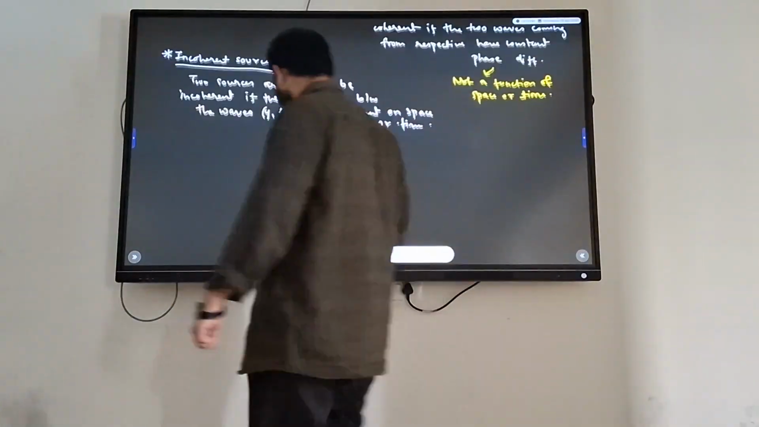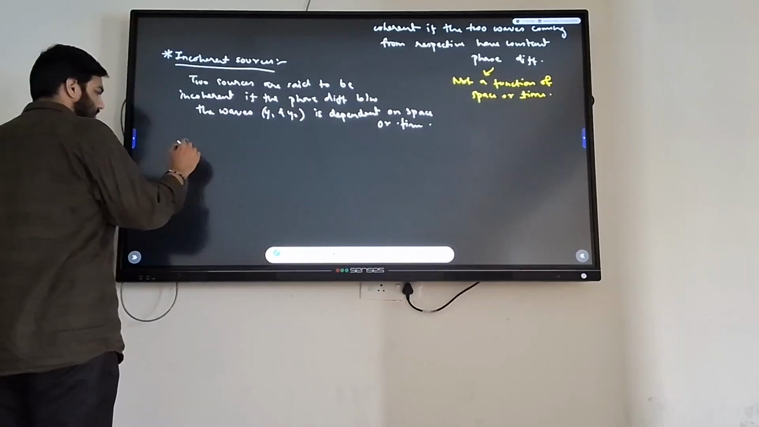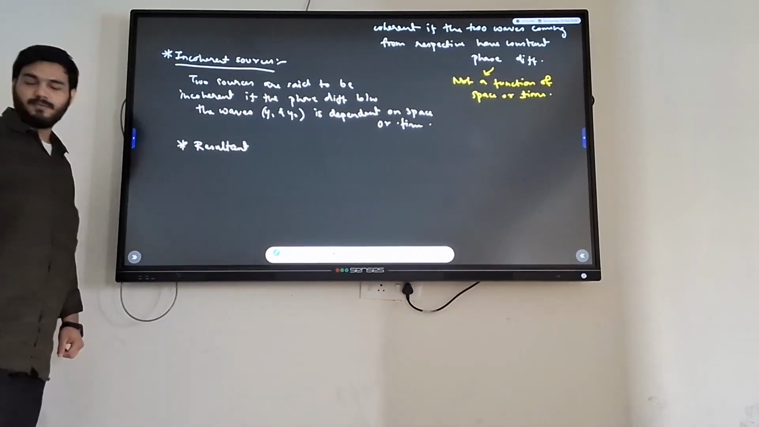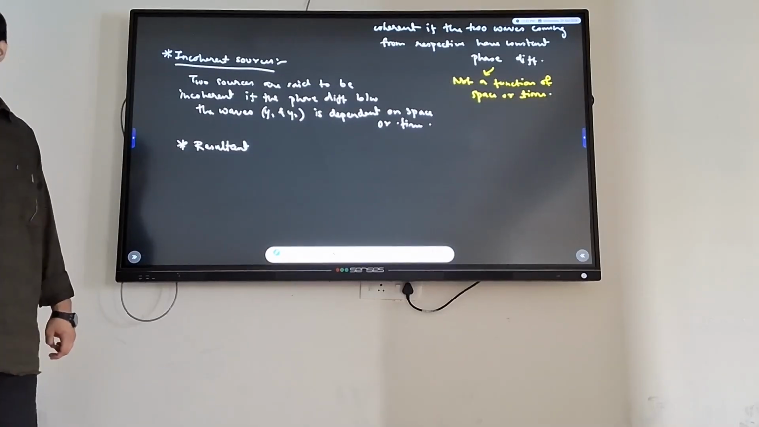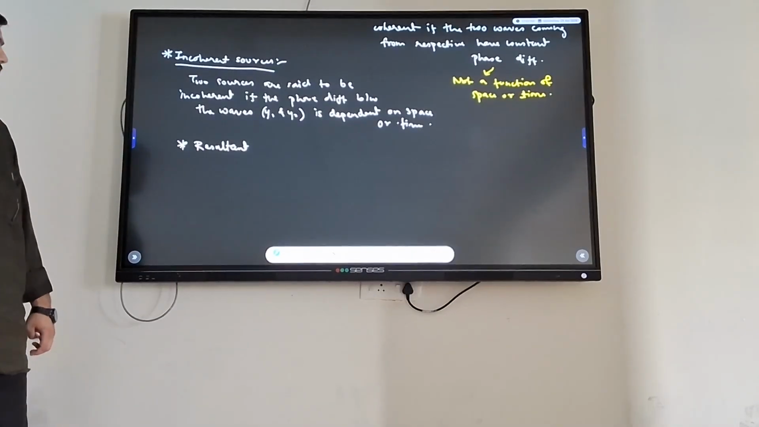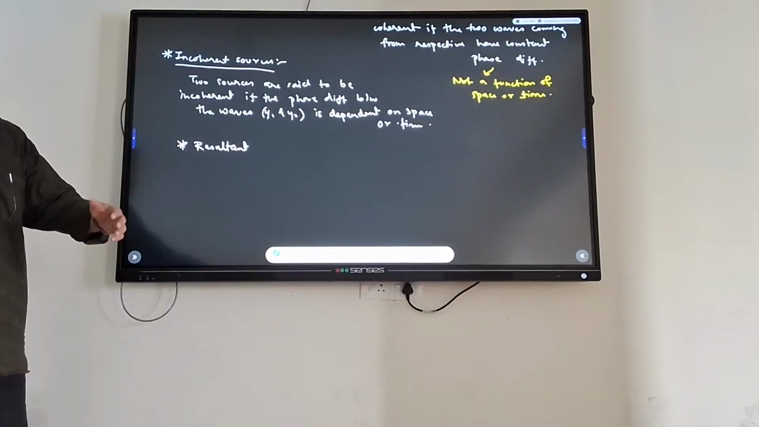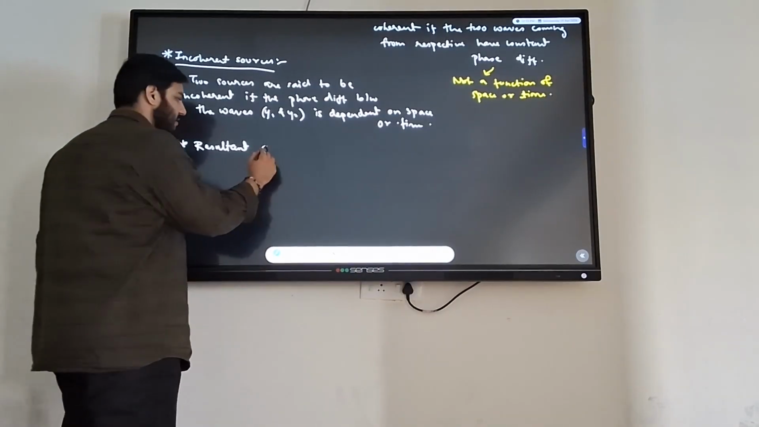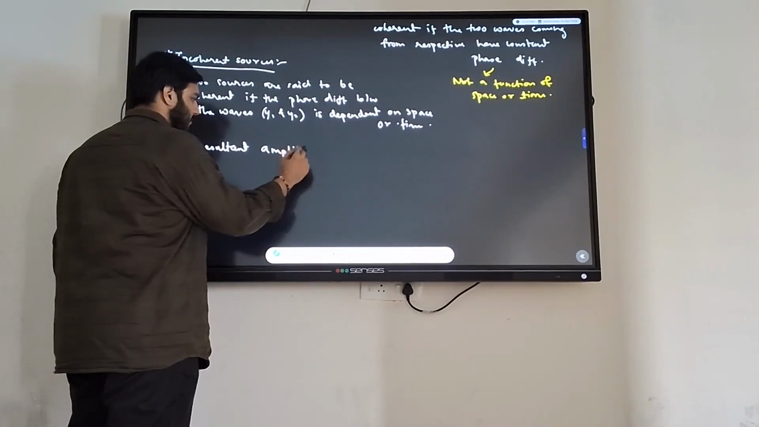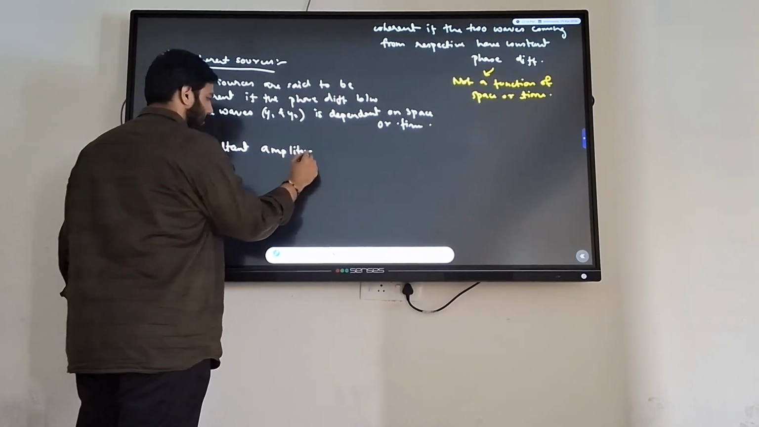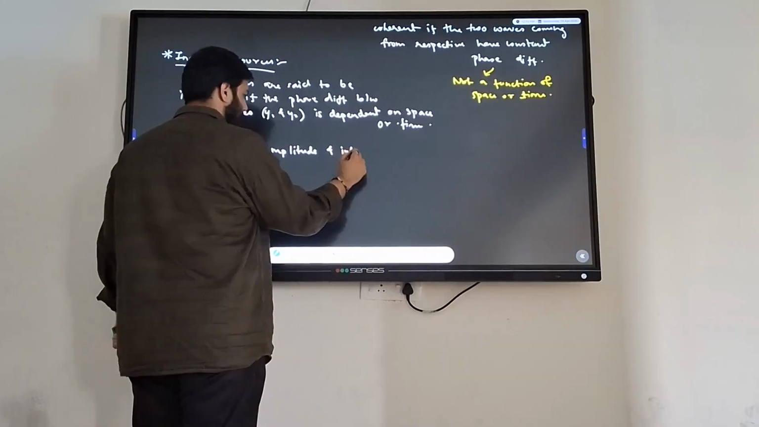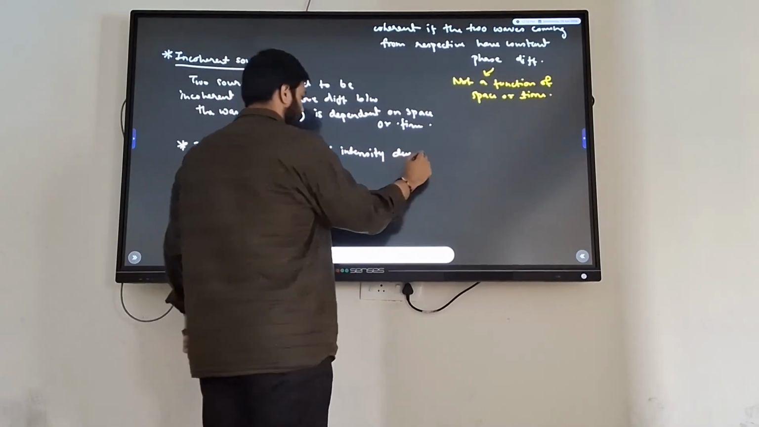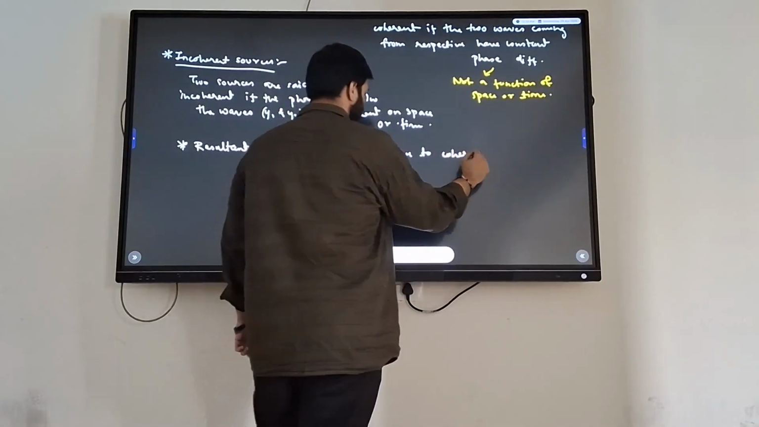So let's talk about the resultant. When two waves actually do meet at a point, their displacements add, but how will the final form of the wave look like? So we'll try to derive that. Resultant amplitude and intensity due to coherent sources.